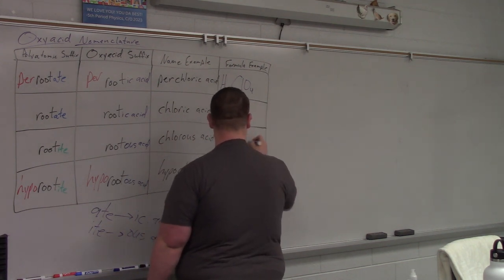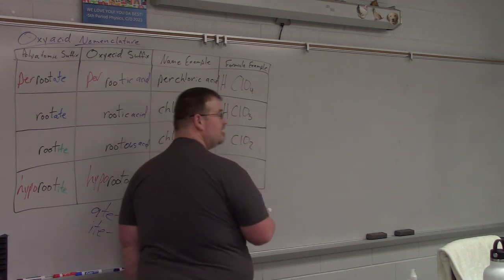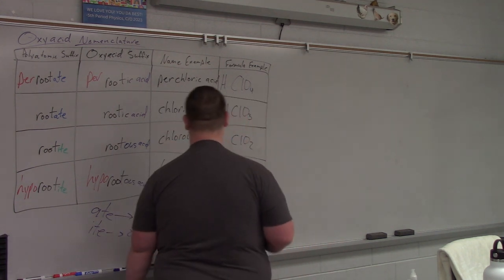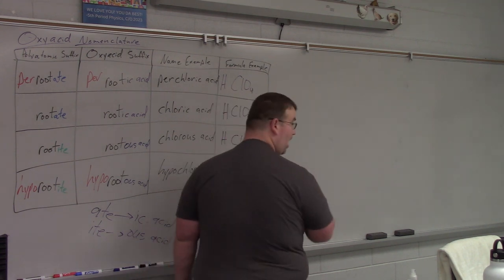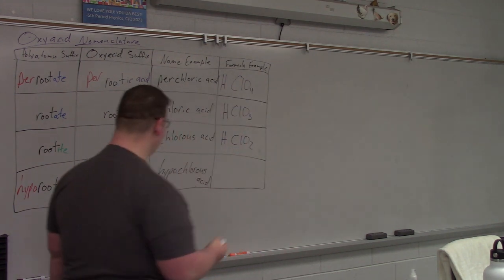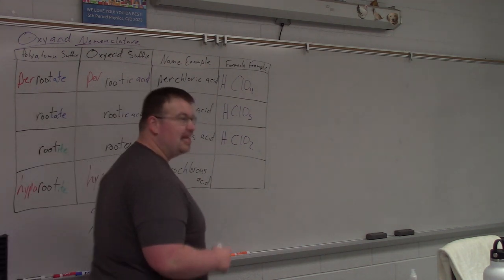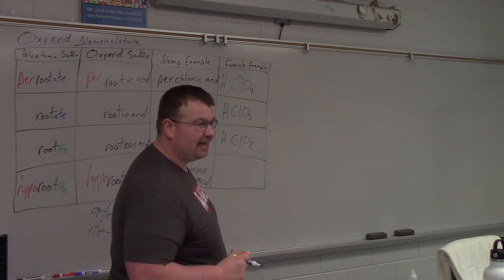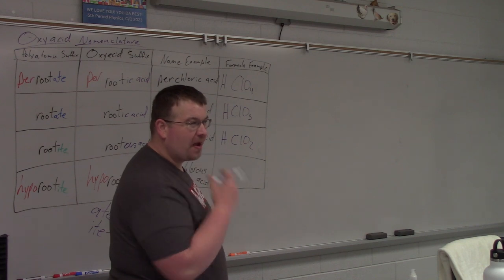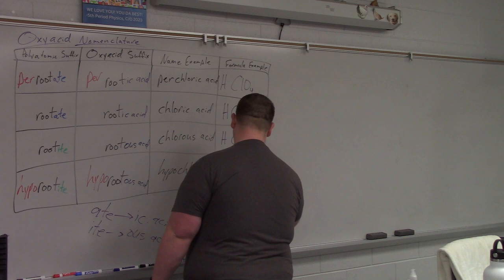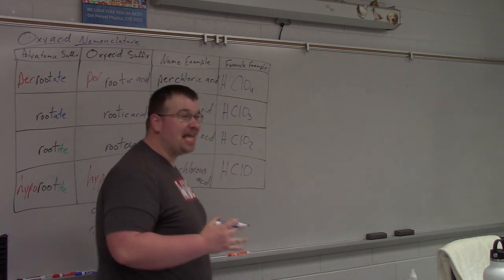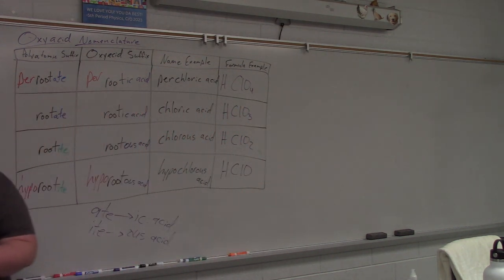So then, chloric acid is HClO3. And chlorous acid is HClO2. And whenever we look at hypochlorous acid, Tanner's going to tell us what it is. HClO. That's correct. It's HClO. So HClO is hypochlorous acid.